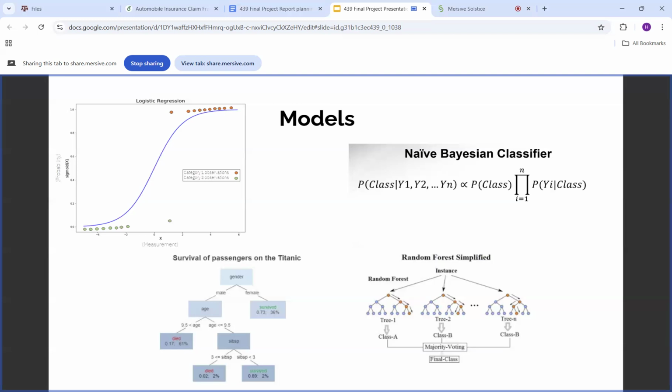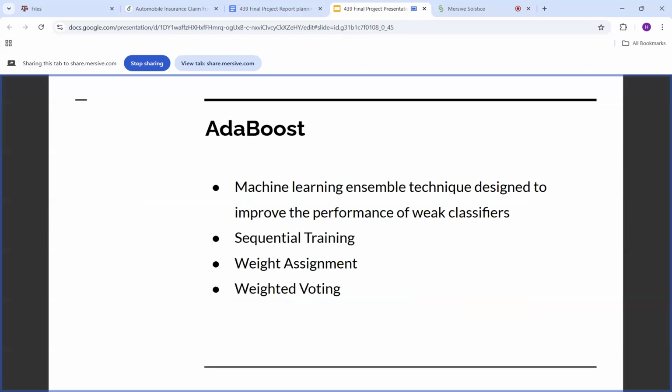So with all four of those models, like I mentioned earlier, we use AdaBoost. But what really is AdaBoost? AdaBoost is a machine learning ensemble technique designed to improve the performance of weak classifiers. There are three main parts to it. The first is sequential training. Weak classifiers are trained one after another, so each successive classifier focuses on correcting the mistakes that the previous ones made.